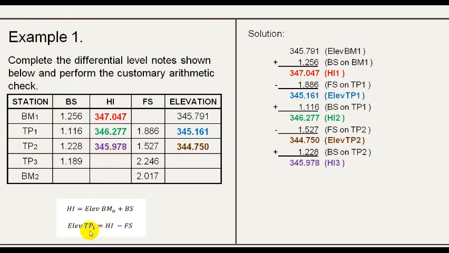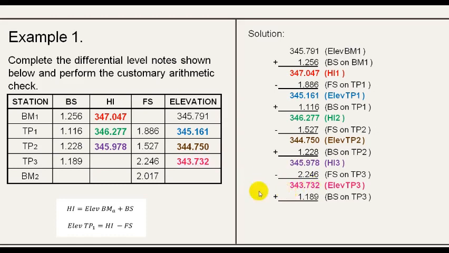Then, makuha na po ta og elevation, elevation is equals to height of instrument na 345.978 minus atong foresight reading na 2.27246. So, equals atong elevation sa turning point 3 na 346.732.